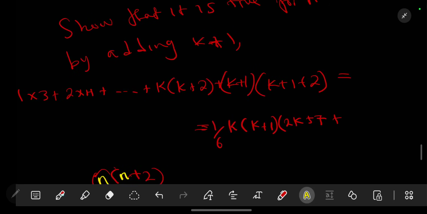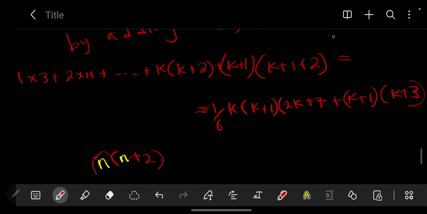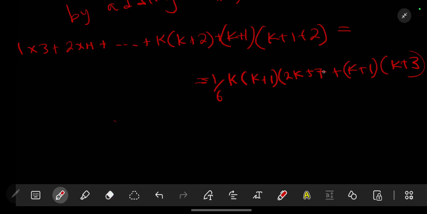So this will be our k plus 1. In short, we are just adding this same term. So we have our k plus 1 like that. Then we have k, 1 plus 2 is 3, so we have k plus 3 like that. So this is how we add. From here, you just do the math now.